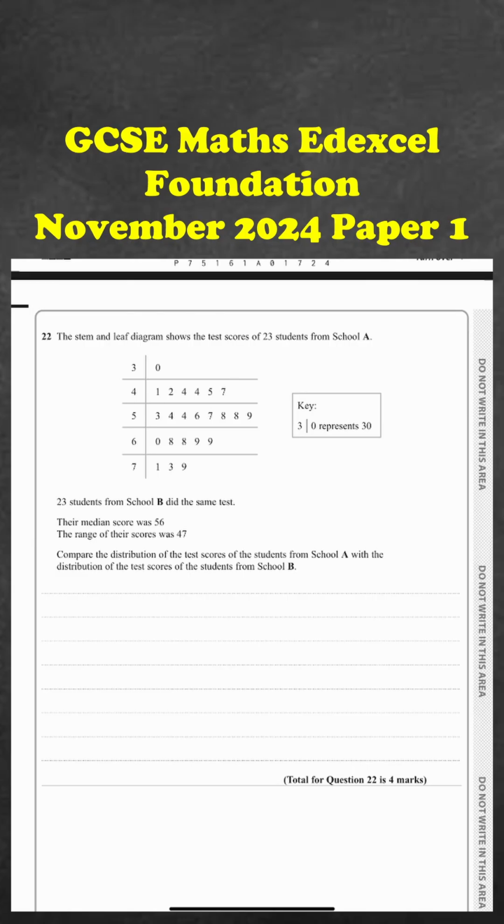So, the median of School A is going to be the middle. So, we've got 23 students. 1, 2, 3, 4, 5, 6, 7, 8, 9, 10, 11, 12. This one, 57, is the median in School A. Therefore, we can say on average, School A scored higher, as School B got 56.